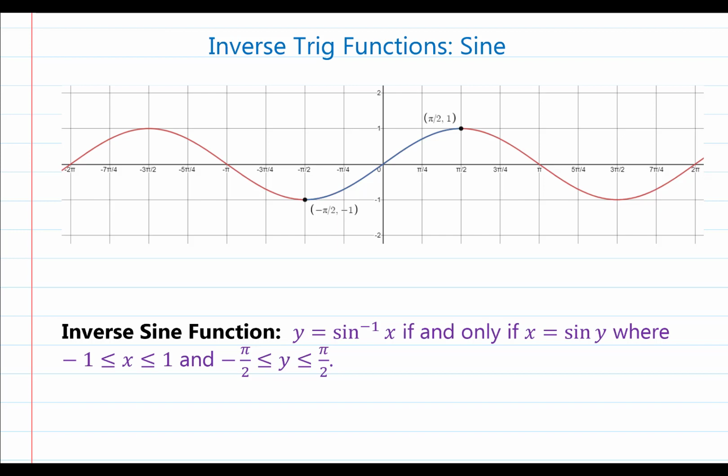So a little background about inverse functions. In order for a function to have an inverse, it must be a one-to-one function. We can see that the sine function actually is not one-to-one. It fails the horizontal line test.